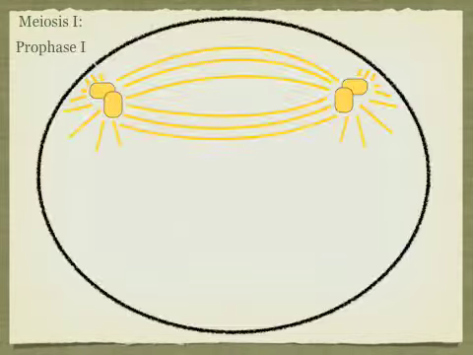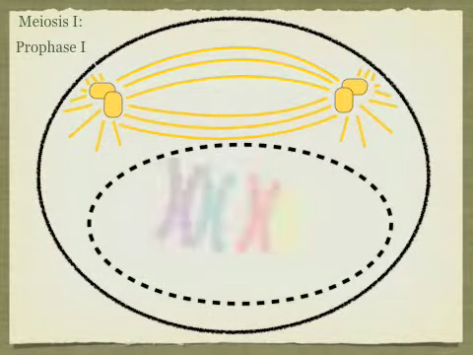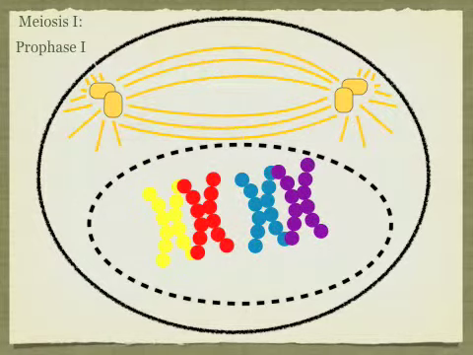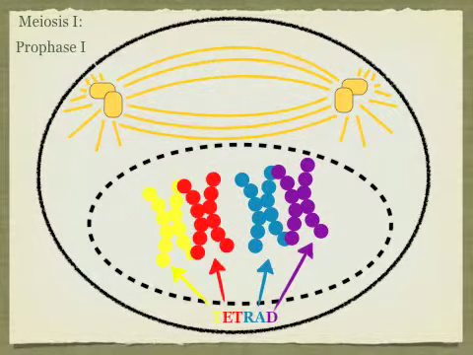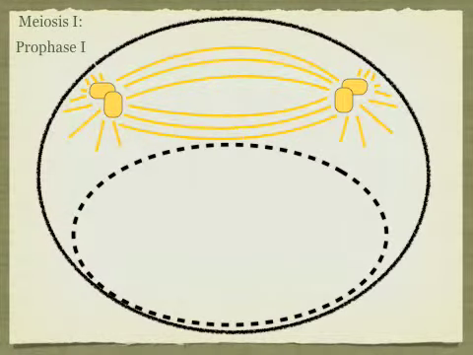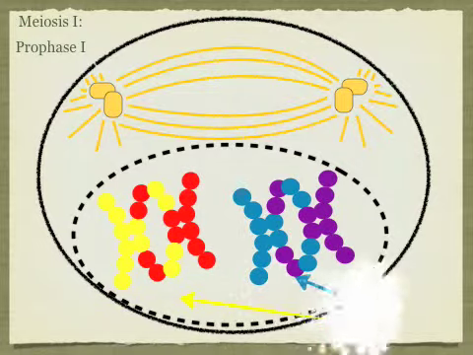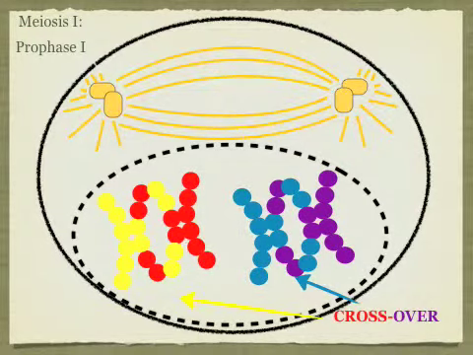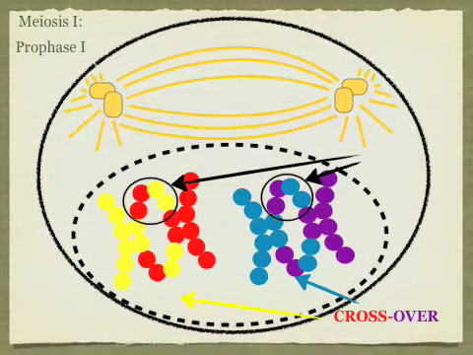The first step of meiosis I is prophase I. During prophase I, the nuclear envelope starts to disappear and each chromosome pairs with its homologous chromosome to form a structure called a tetrad. When the chromosomes form tetrads, they undergo a process called crossover, where the chromosomes exchange portions of their chromatids. Chiasmata are the places where the crossover happens.